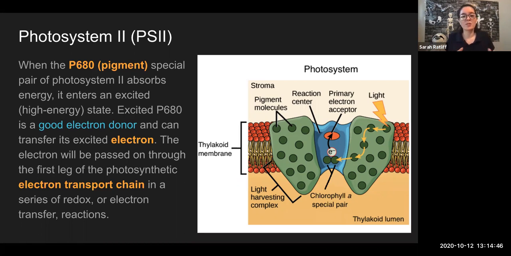So photosystem 2, light comes in, a photon hits that pigment. In this image, those pigment molecules are these dark green dots. Those dark green dots get a little excited, and they're going to transfer that excited energy to an electron. That electron, because those pigment molecules were excited, it's going to get excited. It's like getting charged up.